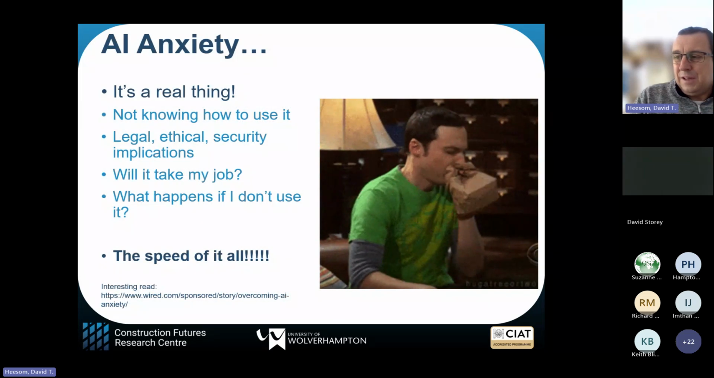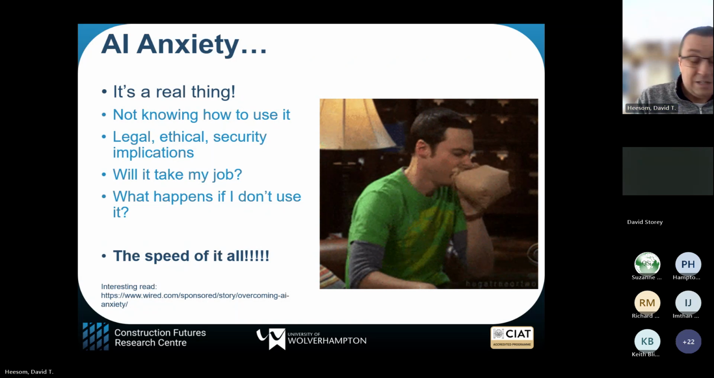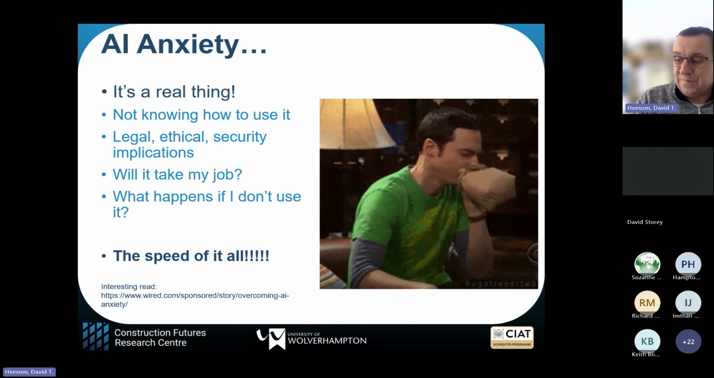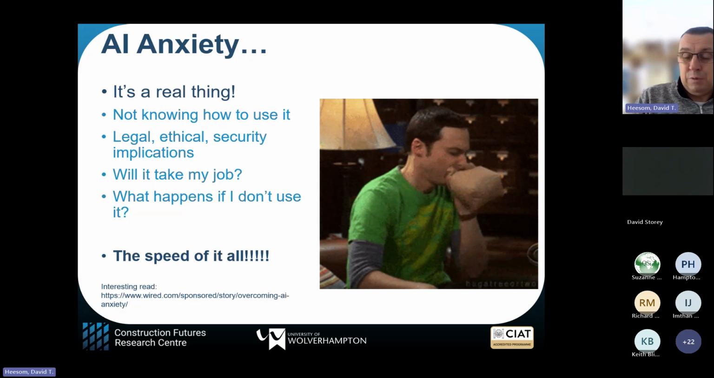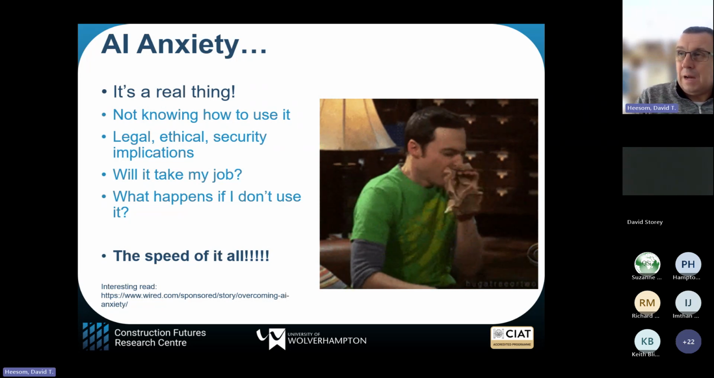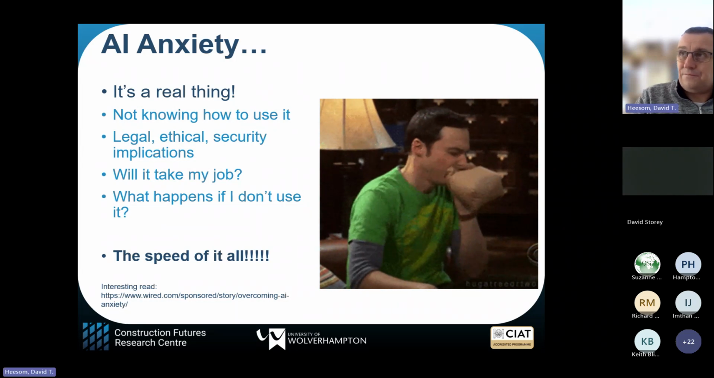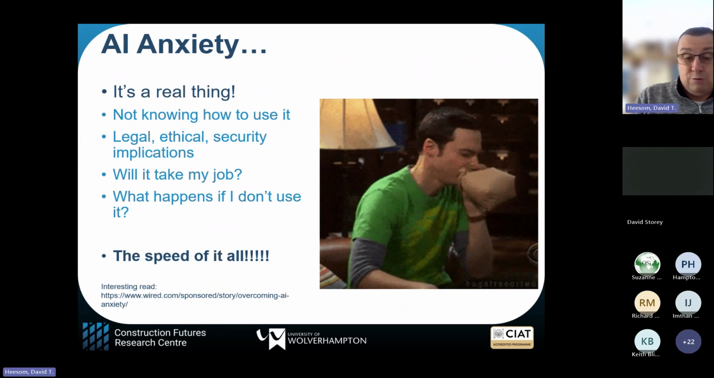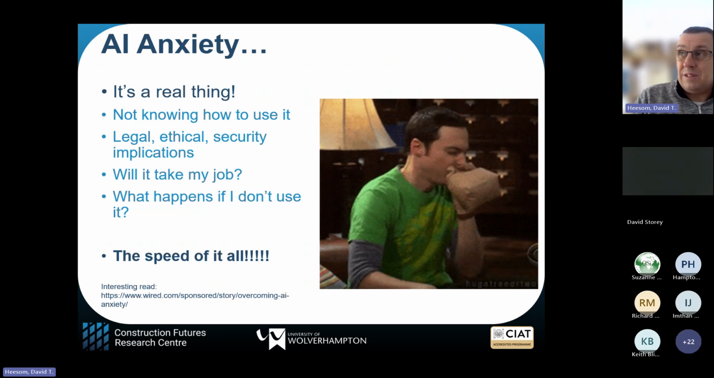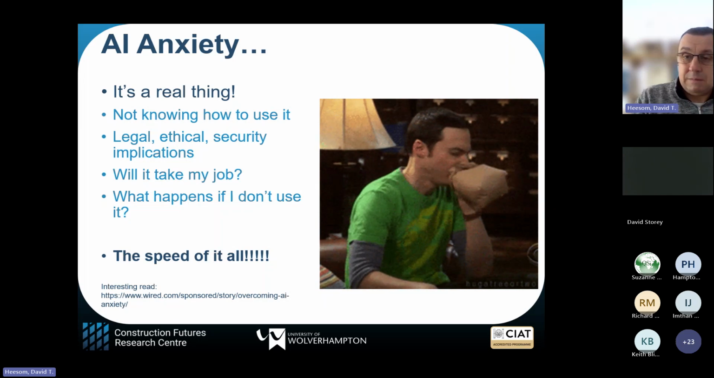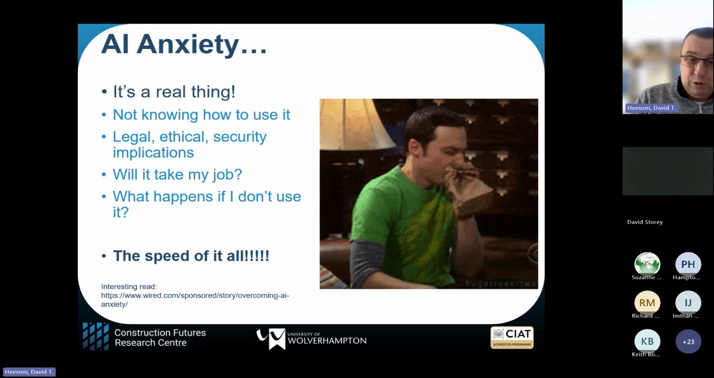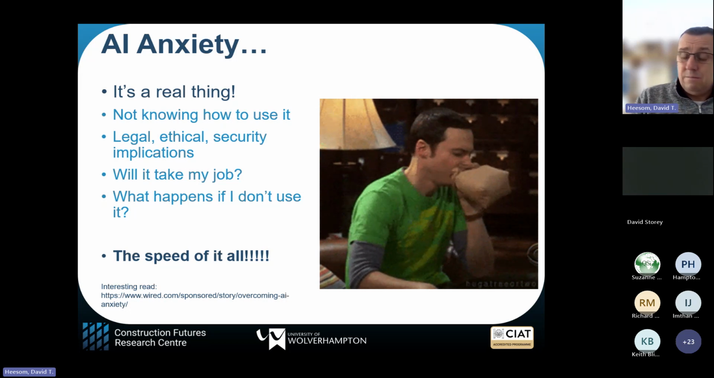To start it off, AI anxiety is a thing. It's published, it's out there, and a lot of people are feeling it. A lot of the anxiety around it is not knowing how to use it and not knowing what it really is. And then there's real concern around legal implications, ethical implications, whether it will cause more security breaches, whether it's safe. Those are the sort of issues a lot of people are asking about and getting anxious about.